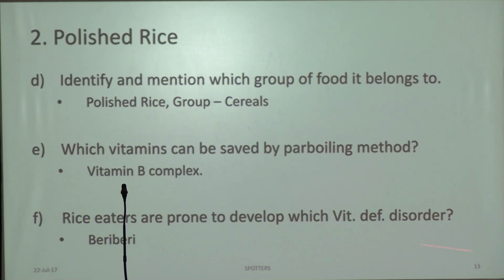Rice eaters are prone to develop which vitamin deficiency disorder? If we are talking about rice eaters, you always have to assume we are talking about polished rice. And vitamin B1 deficiency causes two types, wet and dry.